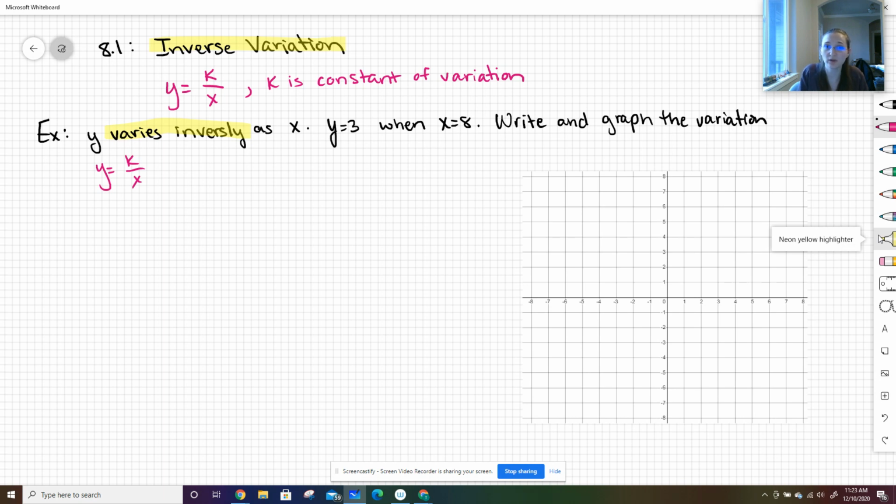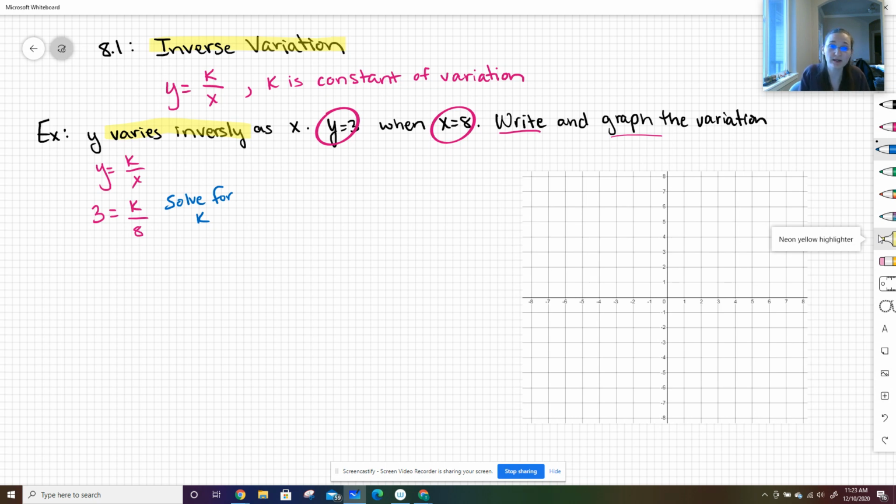Y equals 3 when x equals 8. Write and graph your variation. So here we go. I'm going to plug in my 3 for y and my 8 for x and see what happens. 3 equals k over 8. So the first thing I need to do is solve for k. I need to know what my constant of variation is.